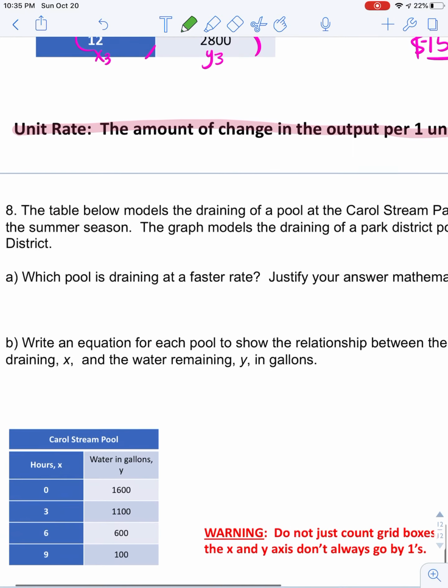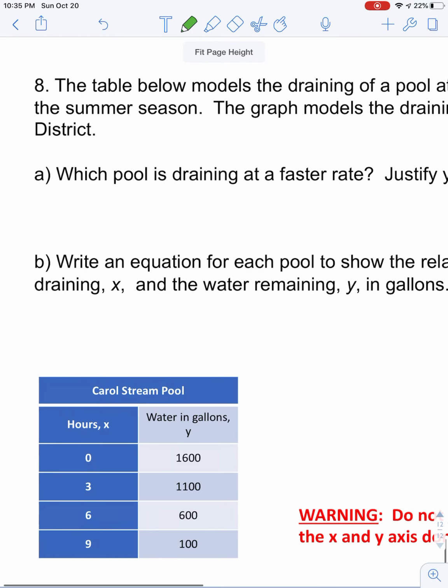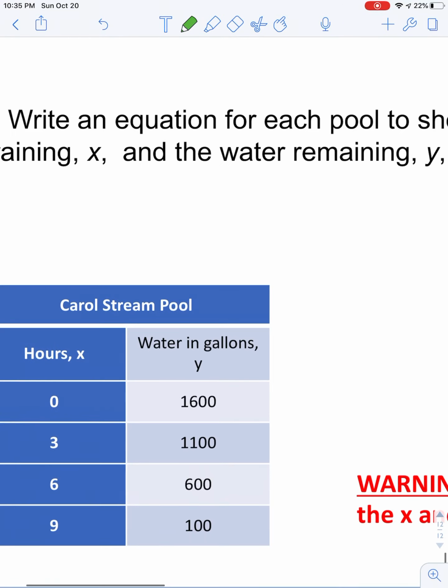Okay? If one is saying, like, I drain 1,000 gallons for every 3 hours, and the other one says I drain 1,200 for every 5 hours, it's hard to compare what's happening over 3 hours to what's happening over 5 hours. If I can get both to be per 1 hour, it's going to be easier to compare the two rates. So what we're going to do is find some slopes, or rate of changes. Okay, I'm going to call this, for this problem, x1, y1, x2, y2.